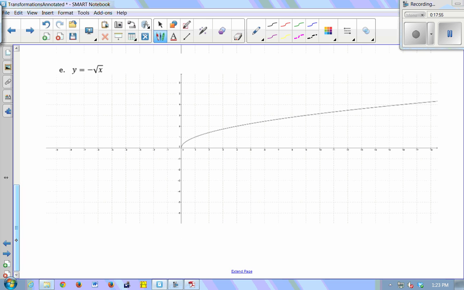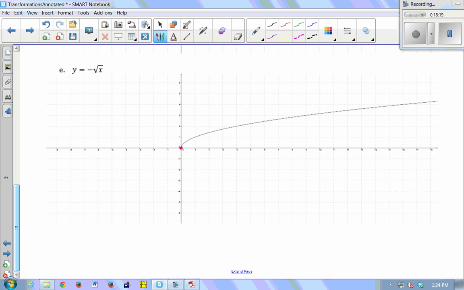All right, let's look at E here. The negative square root of x. Is that negative inside or outside? Outside. So that means it's going to be a vertical change, right? And negatives are reflections. So a vertical reflection would be over the x-axis. Yeah. If I create a vertical reflection, it would be over the x-axis.